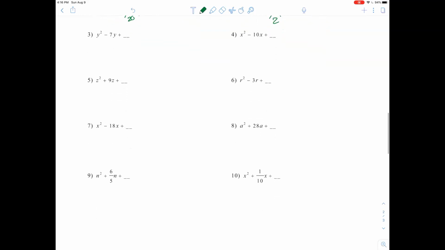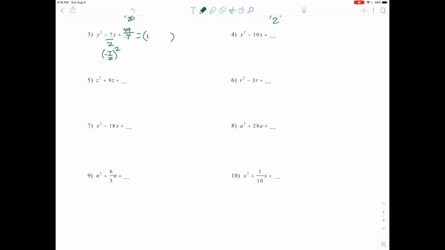Okay, now we're getting to one that's not quite as pretty. Okay, 7 doesn't cut in half nicely. And it's also negative. Okay, a little harder to draw the picture of that, by the way. But let's go ahead and just cut it in half. So that's negative 7 halves. Now let's square that. Well, negative 7 squared is 49, and 2 squared is 4. So we've completed the square. All we have to do now is factor it.